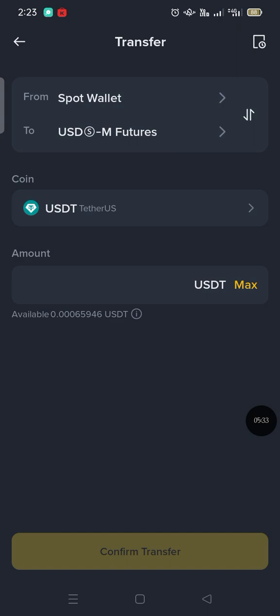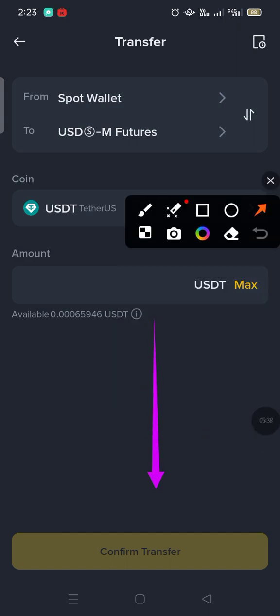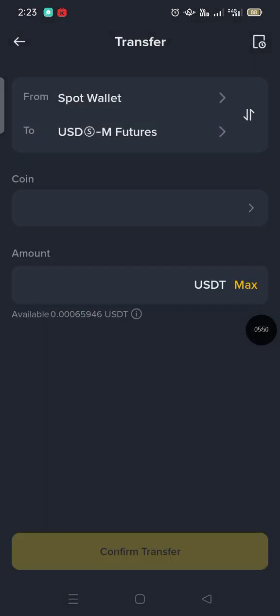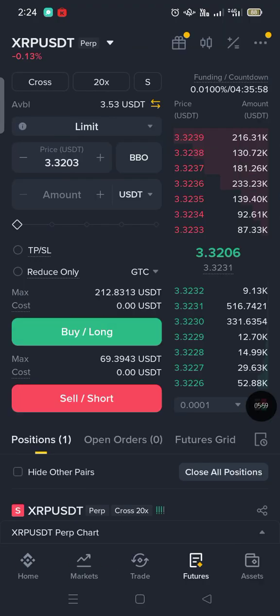So the next thing is you're gonna tap on this transfer button down here. That is when you want to transfer money from your spot wallet. If you click on this place, you'll be able to see the wallet that the money is in. So you want to transfer it to your futures or USD-M futures. Okay, so after that you click on confirm. I think that is understandable enough.